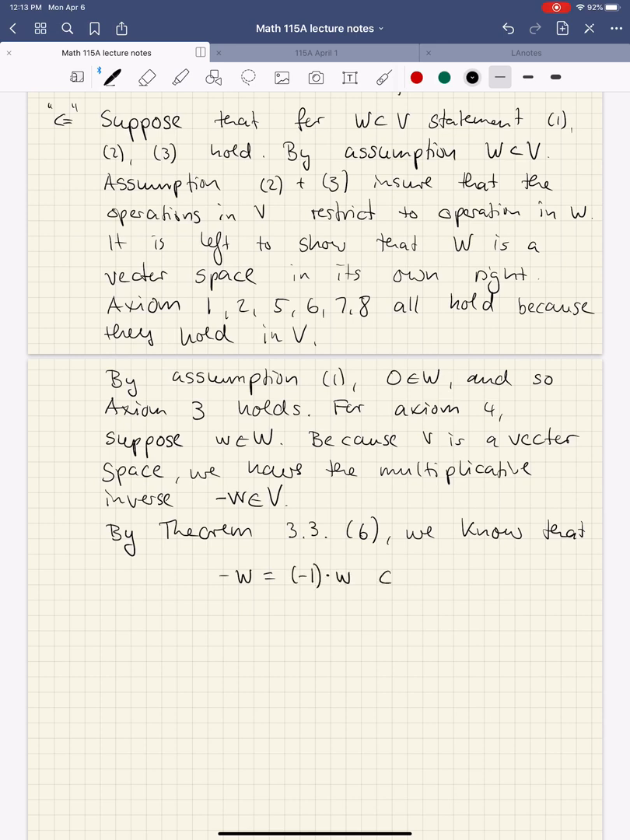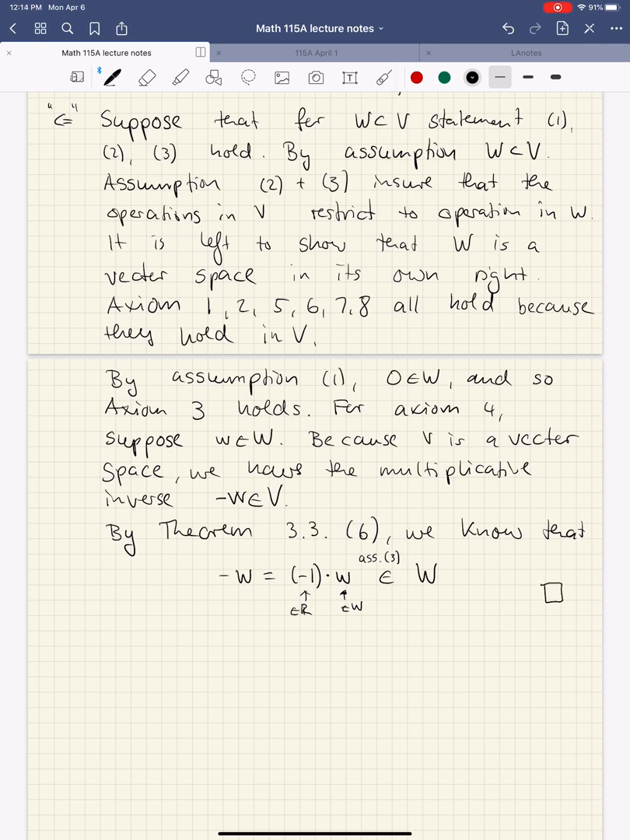But now this is an element of W by assumption 3. Assumption 3 told you when you have an element in W and you multiply it by something in R, this will remain in W. And so now this marks the end of the proof.